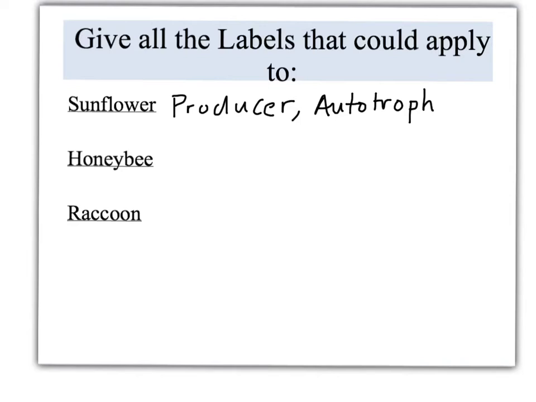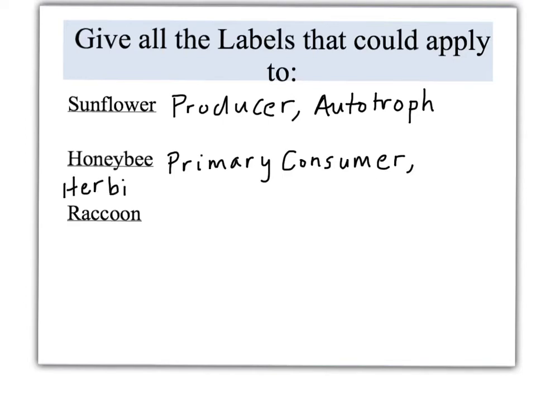A honeybee eats nectar from various plants. So it is a consumer, and it's a primary consumer because it eats plants. This also means, because it's a primary consumer, we can also call it an herbivore. And then finally, because it can't make its own food but has to eat something else, we call it a heterotroph. All right, raccoon is the last one. Again, pause the slide. See if you can come up with all the names for a raccoon.